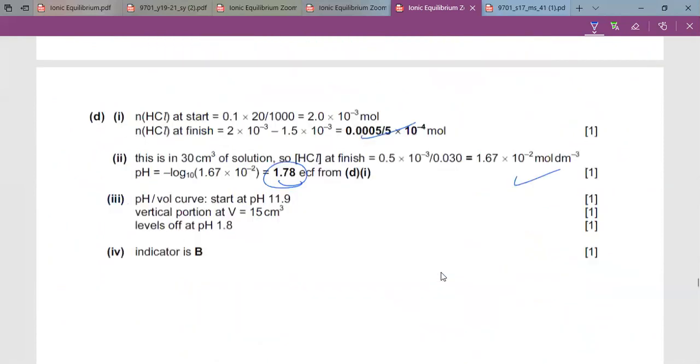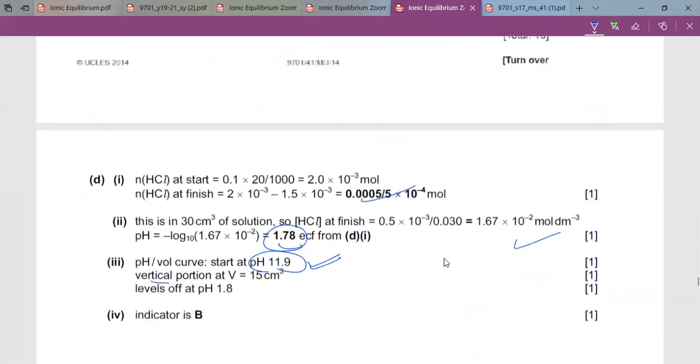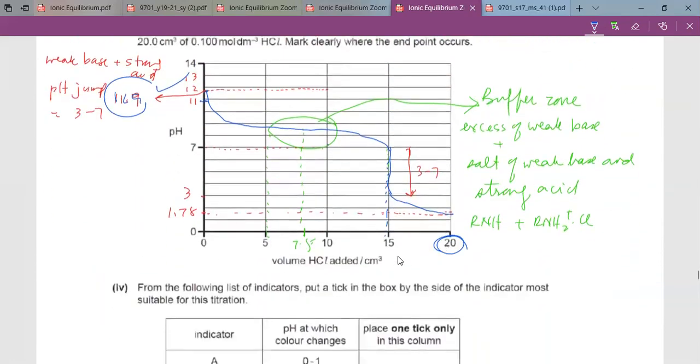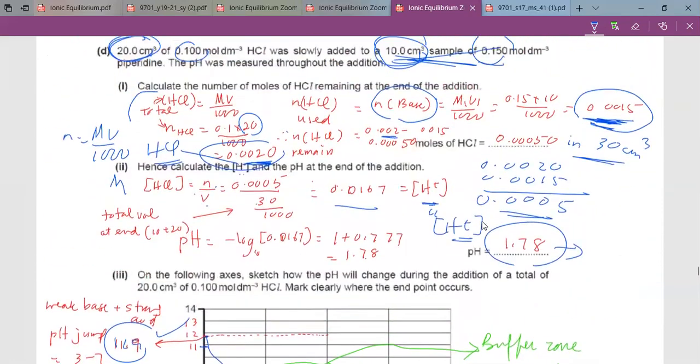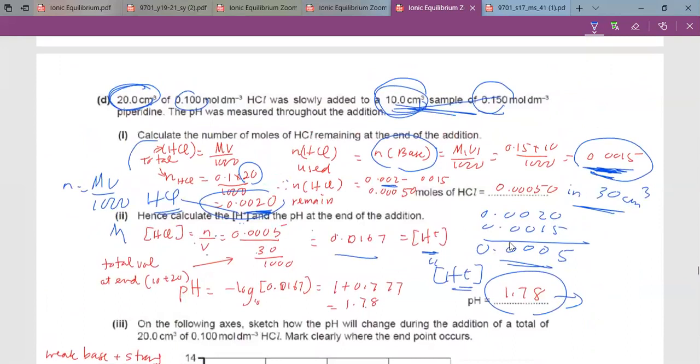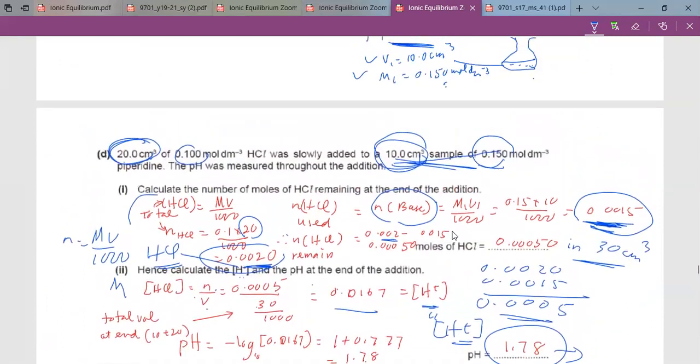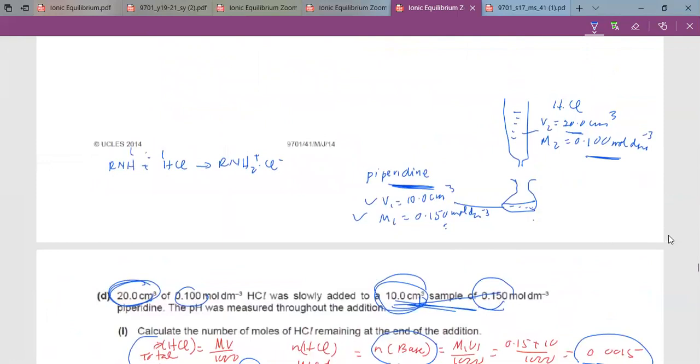Start at 11.9, 1 mark. Put it down. Okay, vertical portion means that this is the end point, isn't it? At 15. Okay, why 15? You've got to calculate that. You can see here, you can calculate here.